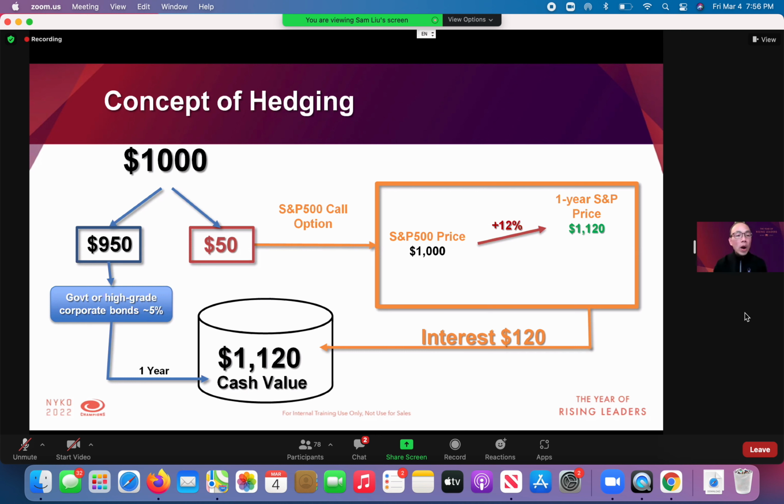All right. Now, what happens if the market drops? What happens if the market drops minus 10%? Well, guess what? Now the $1,000 becomes $900, right? Then the client gets nothing, zero, right? And the $50 is gone. The $50 is the money to buy the call option.